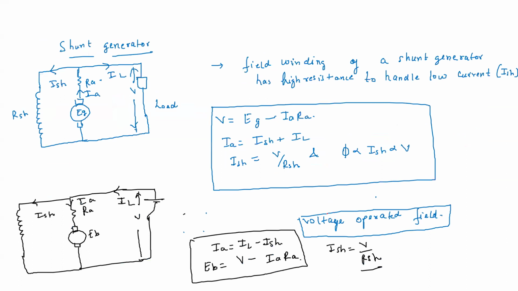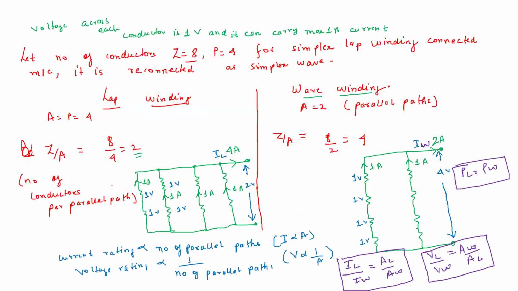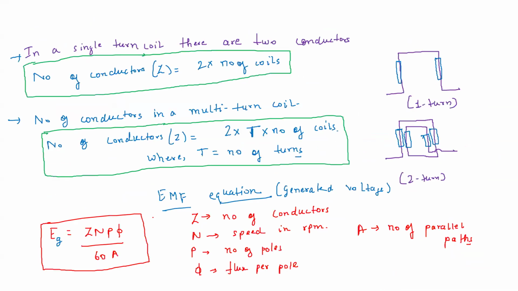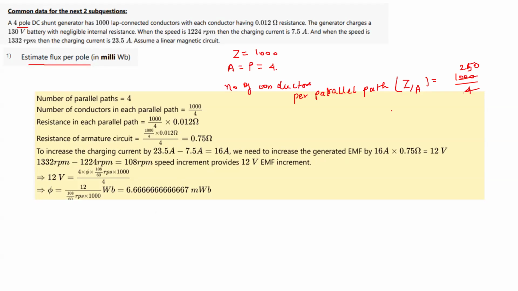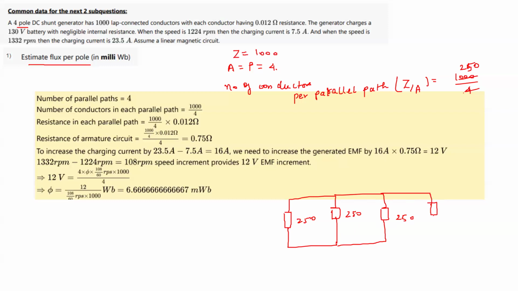Like in this question we had Z, like 2 conductors per parallel path for the lap winding. Here we are having 250 such conductors. Okay, so it is like this. Here I am representing the whole 250 conductors. So this is 250. Then here we have another 250. Then here we have another 250, and then we have 250.